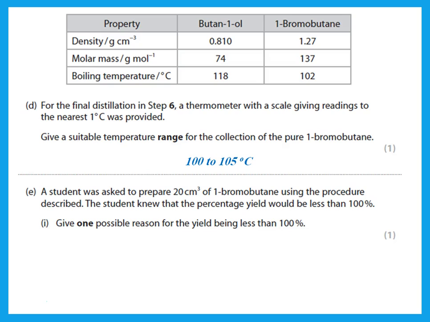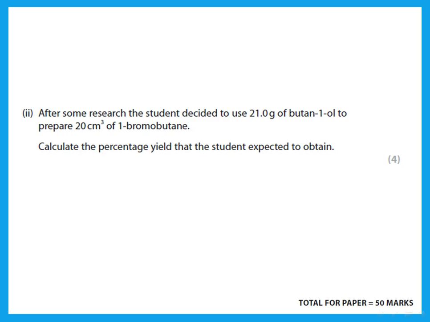A student was asked to prepare 20 centimeter cubed of 1-bromobutane using the procedure described. The student knew that the percentage yield would be less than 100. First of all, give one possible reason why the yield would be less than 100. Remember that there could be incomplete reaction. Not all the butanol was changed to bromobutane. Then he says, after some research, the student decided to use 21 grams of butanol to prepare 20 centimeter cubed of 1-bromobutane. Calculate the percentage yield that the student expected to obtain.